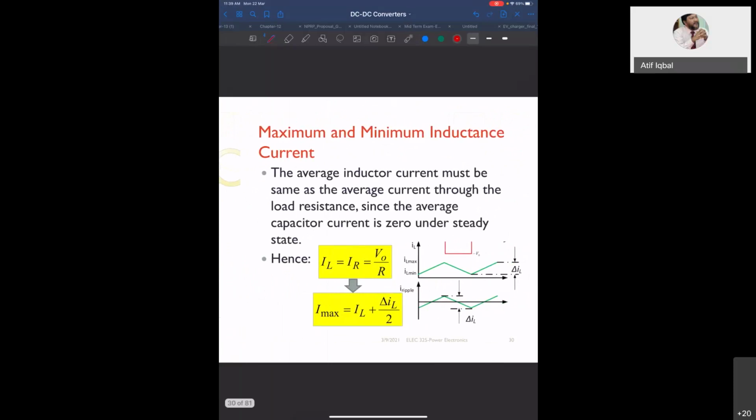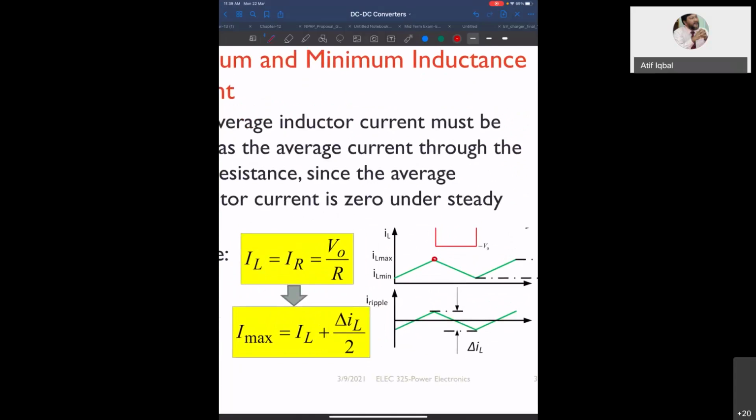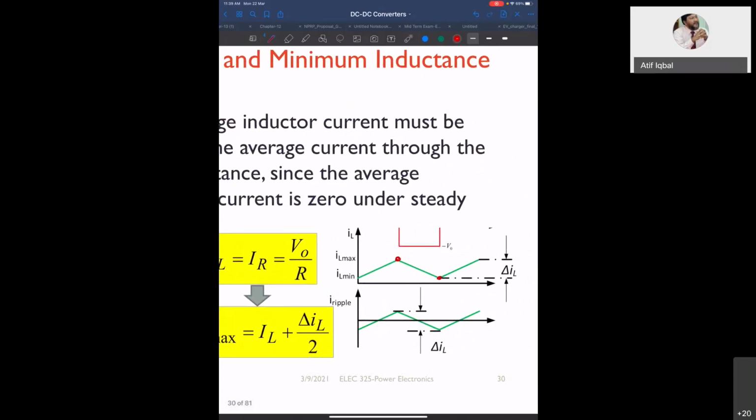Okay. Now, what is the maximum and minimum inductor current? So we can find the value of maximum inductor current, this value and this value. Because we know the ripple and also the average or DC value. The average or DC value is nothing but I naught, the output current. We know the output current from V naught by R. So we know the average, we know the ripple, then we can calculate what is the maximum value and what is the minimum value. Okay.